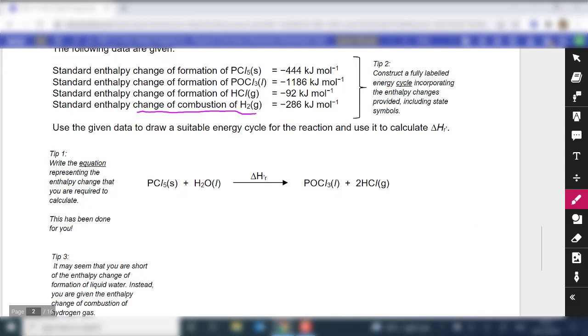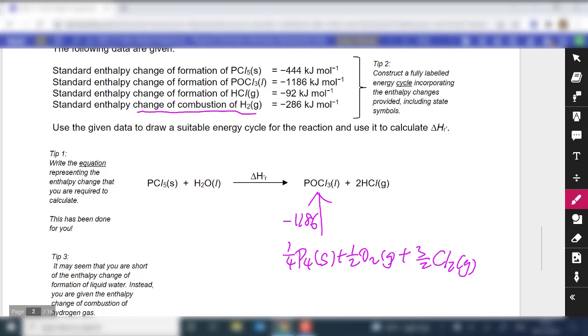So I will probably start on the right hand side. For POCl3, what I'm going to have here will be a quarter P4 solid plus half O2 gas plus 3/2 Cl2 gas, and this is going to take the value of negative 1186 kilojoules per mole.